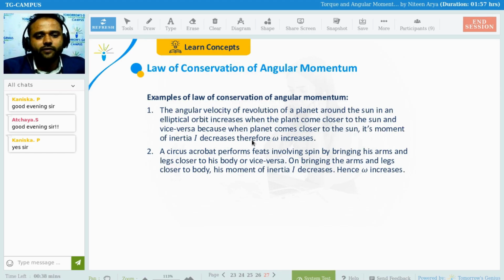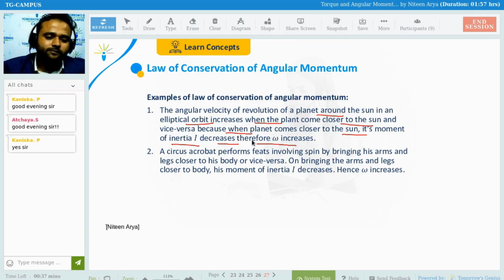So, examples of conservation of angular momentum. The first thing is the angular velocity of a revolution of a planet around the sun in an elliptical orbit increases when the planet comes closer to the sun, and vice versa, because when the planet comes closer to the sun, its moment of inertia I decreases and therefore omega increases. What does it mean?